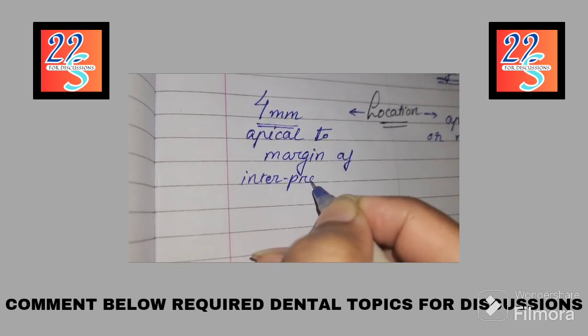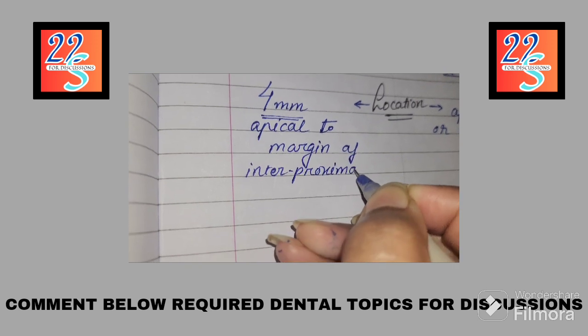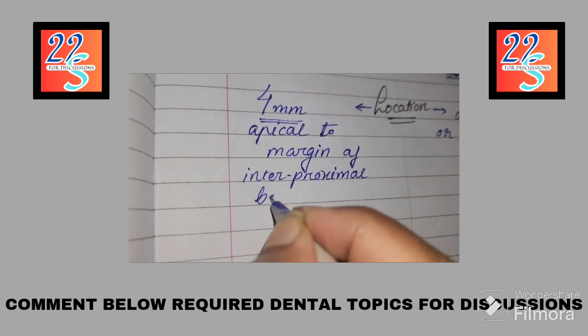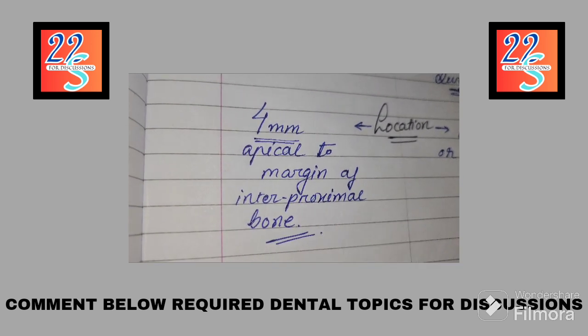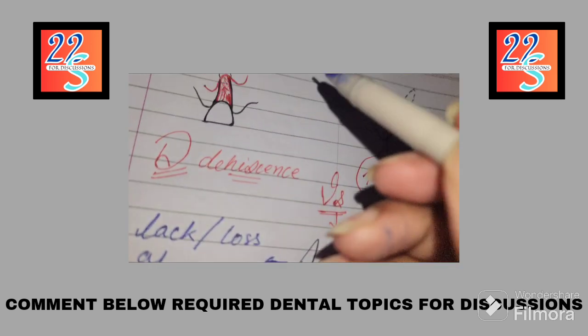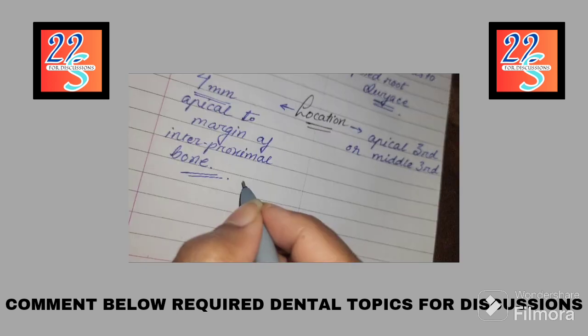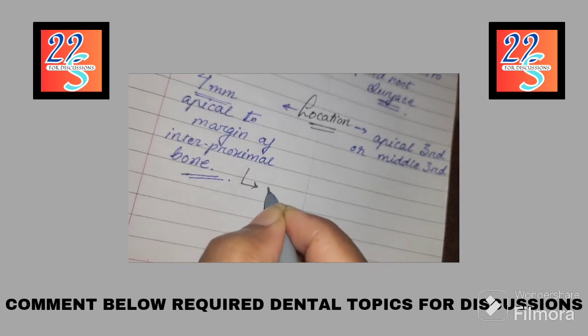Interproximal bone, you know that. What is interproximal bone? The bone between two teeth, the interproximal space, the embrasure, the spillway space. I'll discuss that later, of course. But 4 mm, this is the main thing you need to remember. 4 mm apical to the margin of interproximal bone.